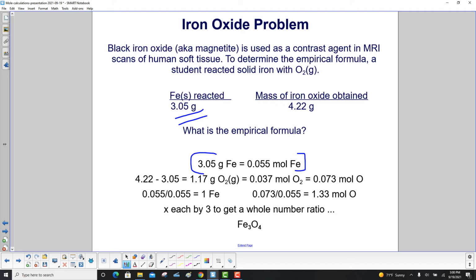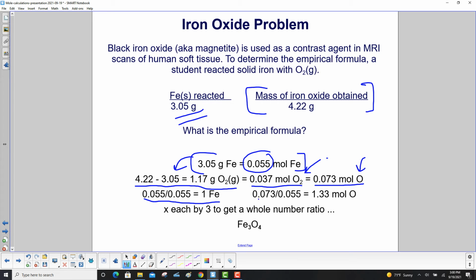And then we got this much iron oxide, so you subtract that 3.05 grams of iron and find that there's 1.17 grams of oxygen, which is 0.037 moles of oxygen gas, or 0.073 moles of the single oxygen atom. Right, here's the gas, which is O2. Then we divide by the smaller mole number, which is 0.055, and that gives us 1 iron. Right here's the 0.055, and it gives us 1.33 moles of oxygen.